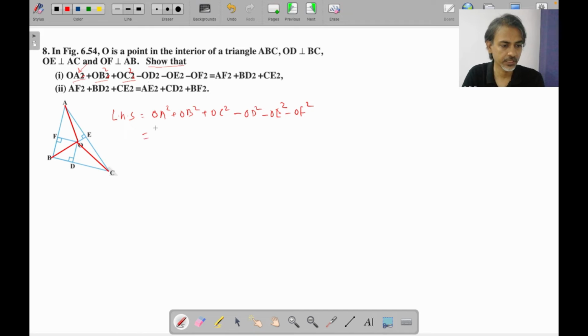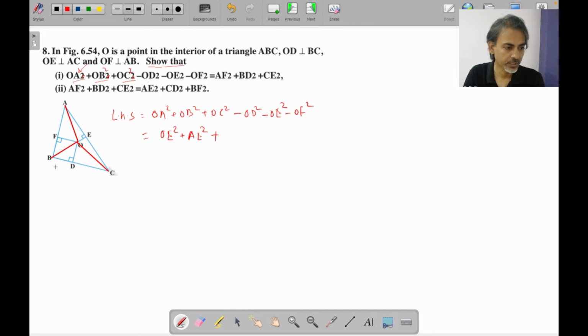So let's first write OA square. OA, when we go into this triangle OEA, so we can write OA square is nothing but OE square plus AE square, right?